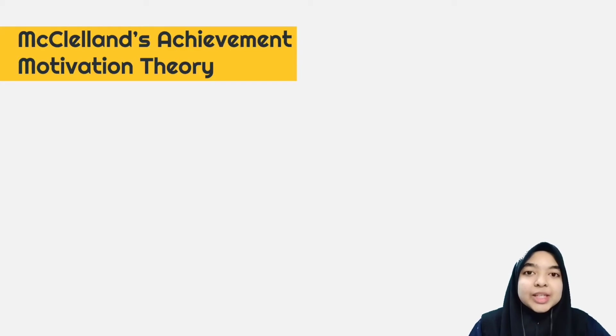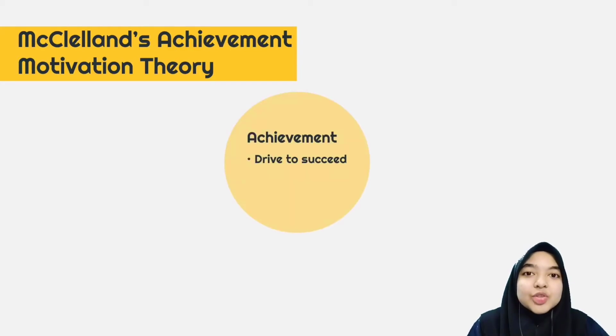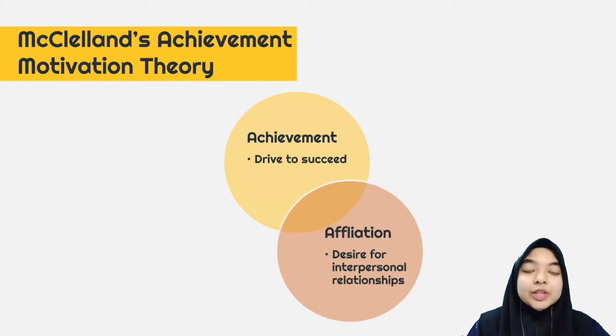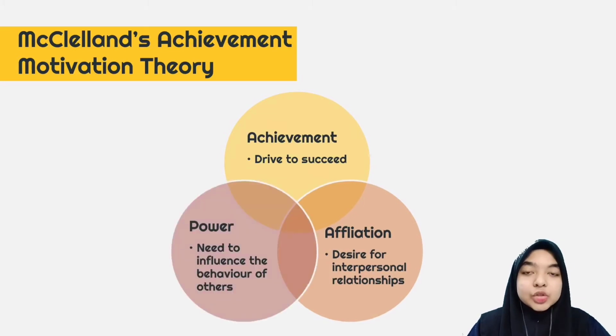In the achievement need, a person would have a drive to succeed and set realistic goals. Meanwhile, in the affiliation need, a person would have the desire for interpersonal relationships and to have friendly relationships with others. The need for power is a need to influence the behavior of others.